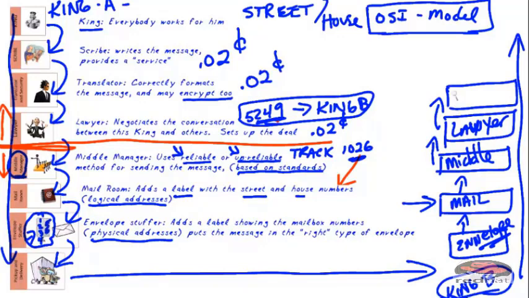It goes to the translator. If there's any kind of formatting that needs to be done or encryption, the translator will go ahead and do that job on the receiving side. Once he does his magic, he then hands it up to the scribe on the receiving side. And the scribe will simply take the message and read it to the king as a service to King B.